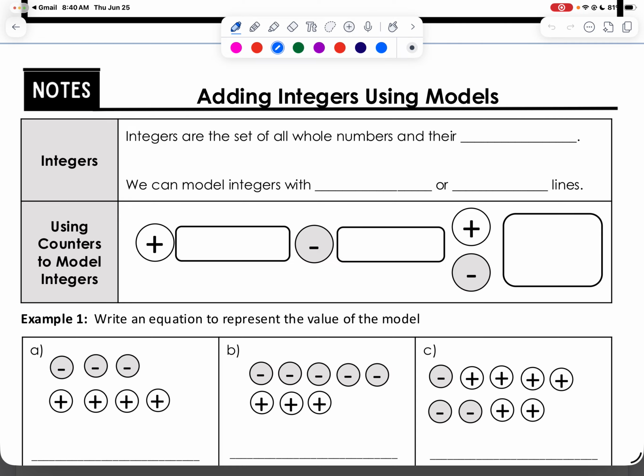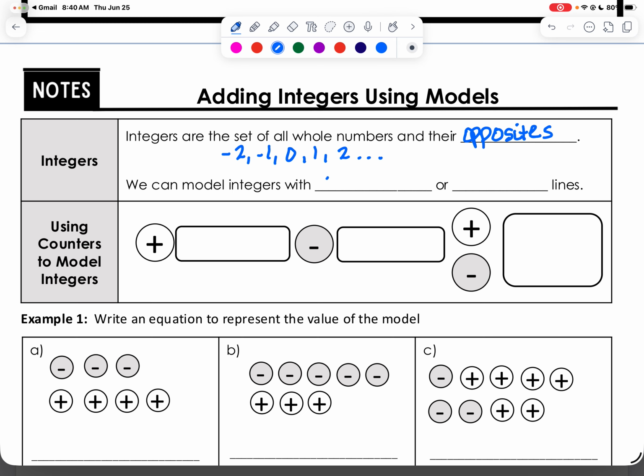An integer is the set of all whole numbers and their opposites. We know the whole numbers start at 0 and then continue by counting up: 0, 1, 2, 3. Well, integers just add in the opposite of all those, like -2, -1, 0, 1, 2, and so on. So all the whole numbers and their opposites are integers.